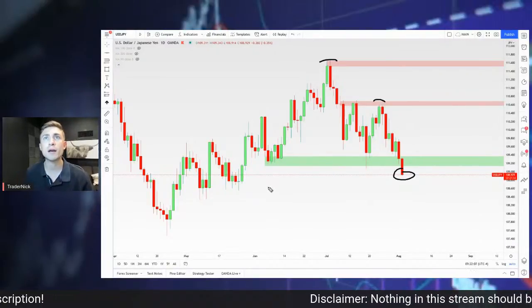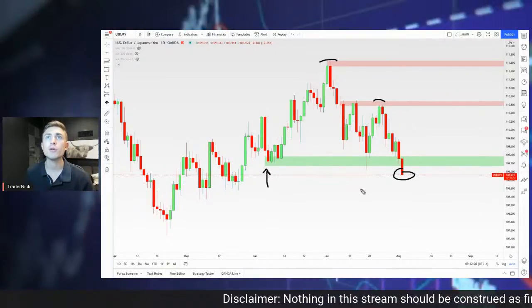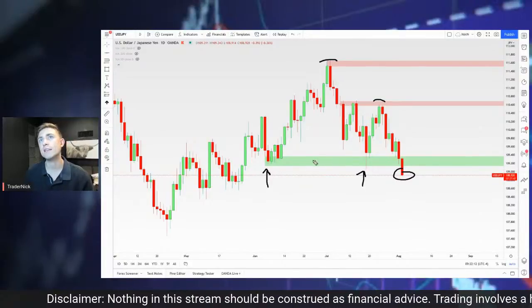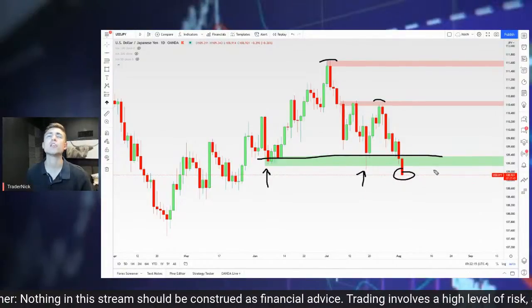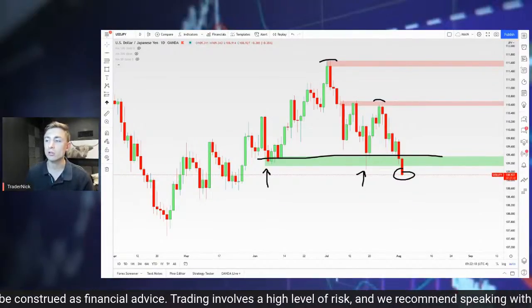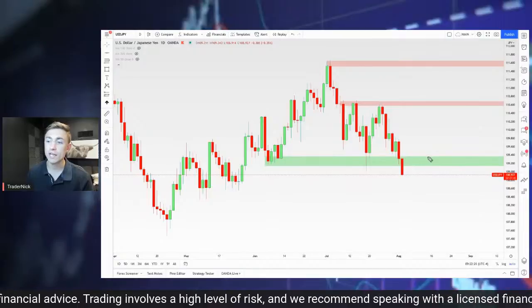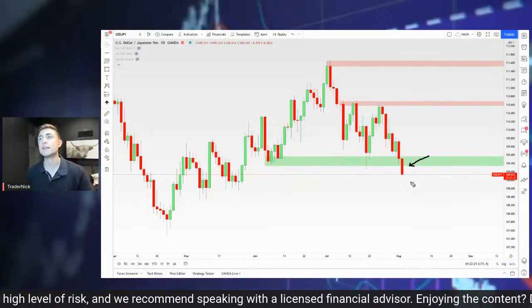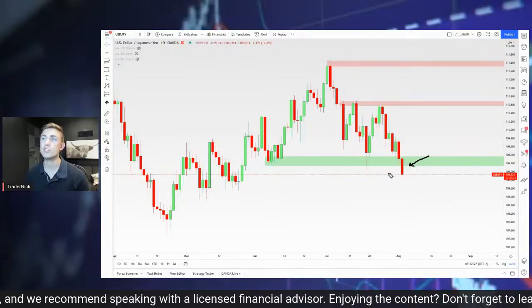If you've been watching this pair with me, then you know that we've talked about this level multiple times. We talked about the fact that this zone of support was a huge level for the bulls. And to see it breaking underneath that and closing today, that will be the question. Can we close underneath that level? That could signal some further downside here for the USD/JPY.